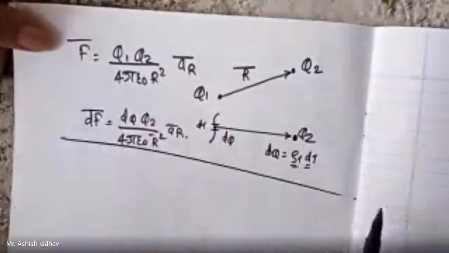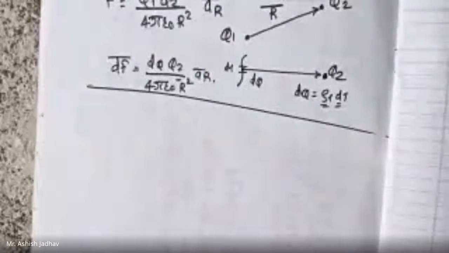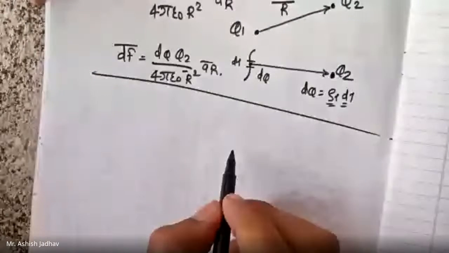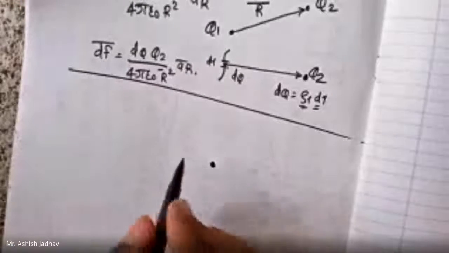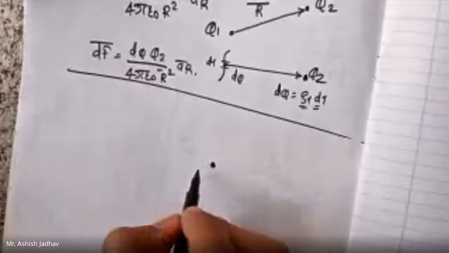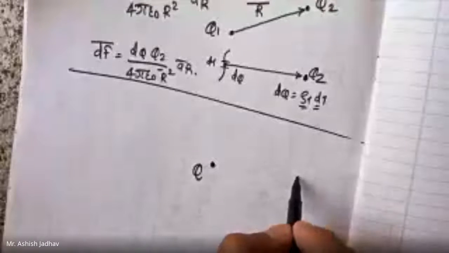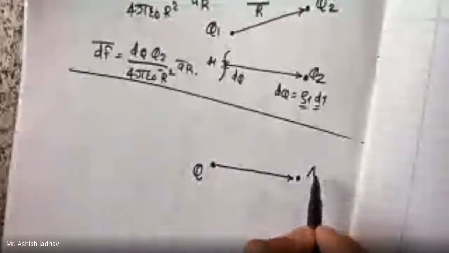So the same thing we have applied for electric field intensity also. In case of electric field intensity, how can you calculate this? Let's say I'm having only 1 point charge Q, and because of this Q, I'm trying to find the electric field intensity at, let's say, point A.